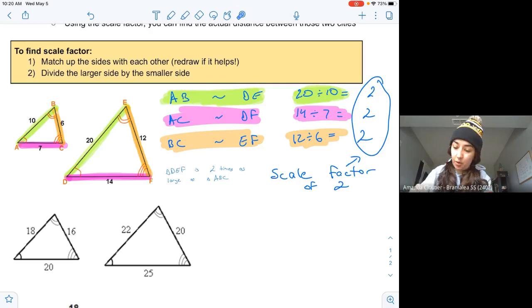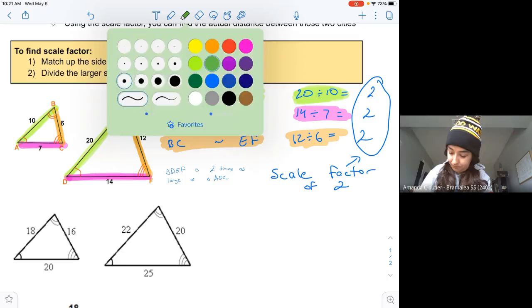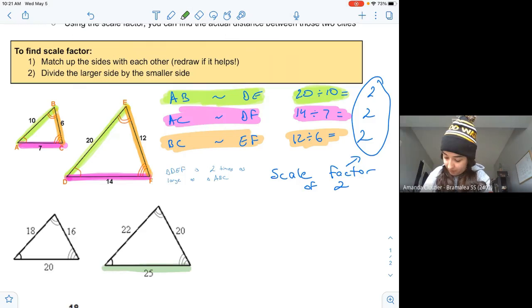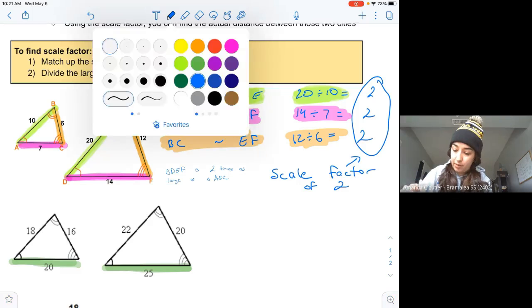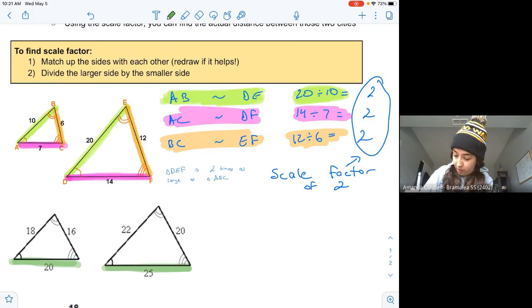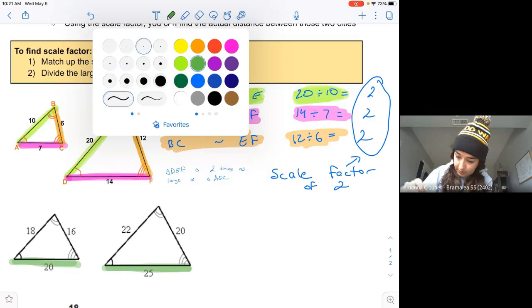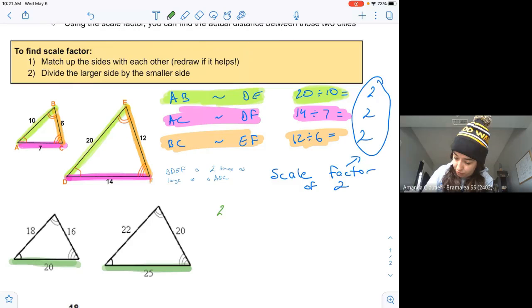Okay, 25 and 20 match up. Let's do that one. So we have 25 down here, matches with 20 down here. Perfect. And that equation, remember we always do big divided by small. So we're going to do 25. That's way too small. Let me make this a little bigger. We're going to do 25 divided by 20.